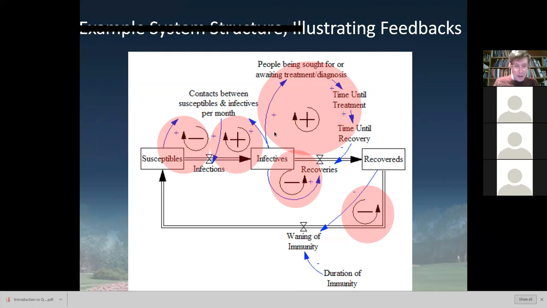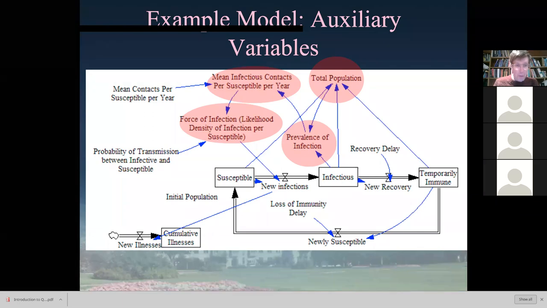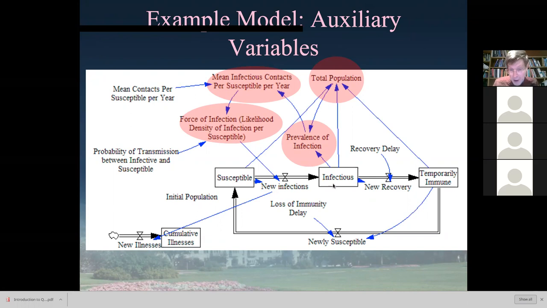For example, that joining infectives and infections. They were a little bit more articulated here, a little bit less direct, but you increase number of infectious people, you have a higher prevalence of infection, that leads to more infectious contacts per susceptible per year, a higher force of infection, and more new infections. And that further increases the flow into infectious. That further reinforces that vicious cycle. In short, infectious people breed new infections, which breed new infections.